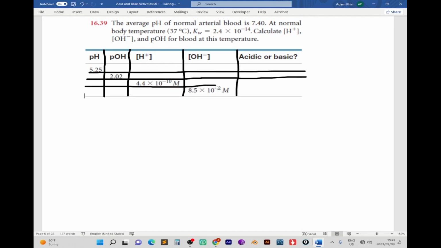So let us look at the first one. Given the pH of normal arterial blood, which is 7.40, at normal body temperature, which is 37 degrees, and then we have the dissociation of water. We should calculate the concentration of acid, concentration of base, and pOH, the potential of hydroxyl, and so forth. Alright, so let us look at the spaces A, B, C, D, E, F, G, H, I, J, K, L, M, N, O. So our job is to fill up the spaces.